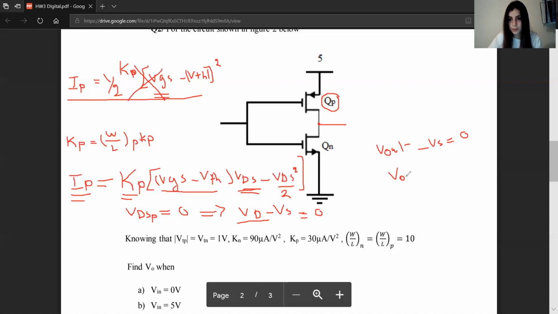So V output equals V source. The voltage at the source of P right here is equal to 5 volts, which is VDD. This is another way to prove that if we input a low voltage of 0, then the output will be VDD, in this case 5.